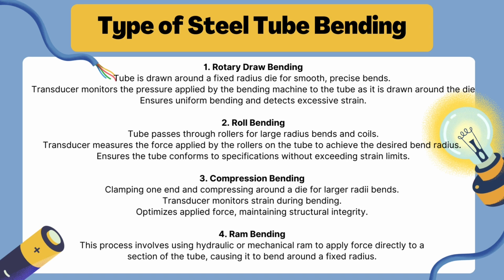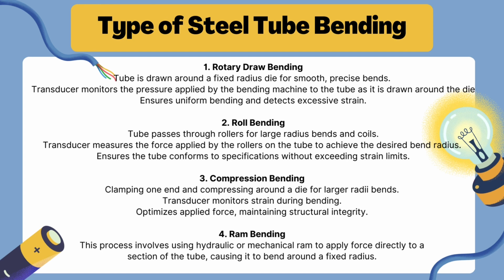Second is roll bending. The tube passes through rollers for large radius bends and coils. The transducer measures the force applied by the rollers on the tube to achieve the desired bend radius, and ensures the tube conforms to specification without exceeding strain limits.